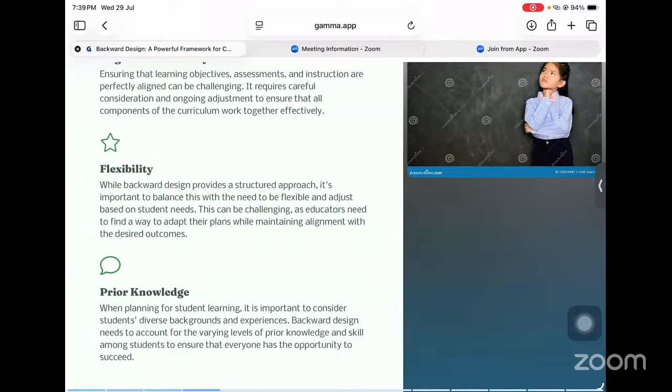Testing the prior knowledge, finding out what the students already know. Okay. So when you are designing your unit planning, please take into account the different levels of prior knowledge and the skills that are there amongst your students. So that everyone has the opportunity to succeed. It should not be that some students have all the knowledge and therefore you are neglecting them and not challenging them enough. So finding out the prior knowledge of your students is important when you are using this particular framework.